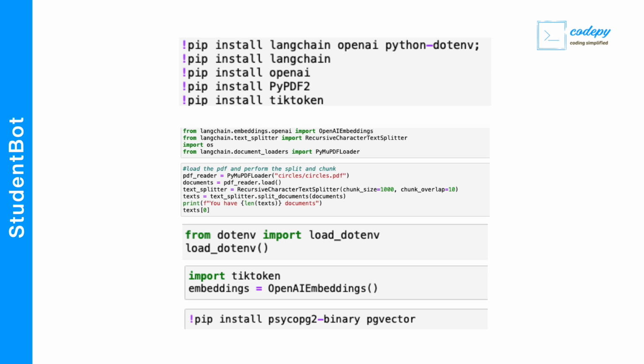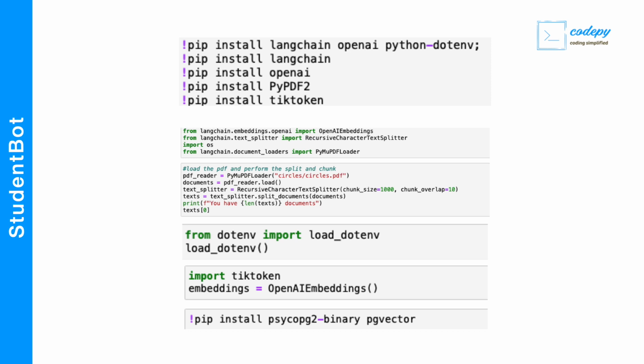So from LangChain embeddings, import OpenAI embeddings. Recursive character text splitter is the most important package. Import os to load the environment variable. PyMuPDF loader is from LangChain. So from LangChain text splitter, recursive character text splitter is a very important package. From LangChain document loader, import PyMuPDF loader, which is a very important function. From dotenv import load_dotenv.